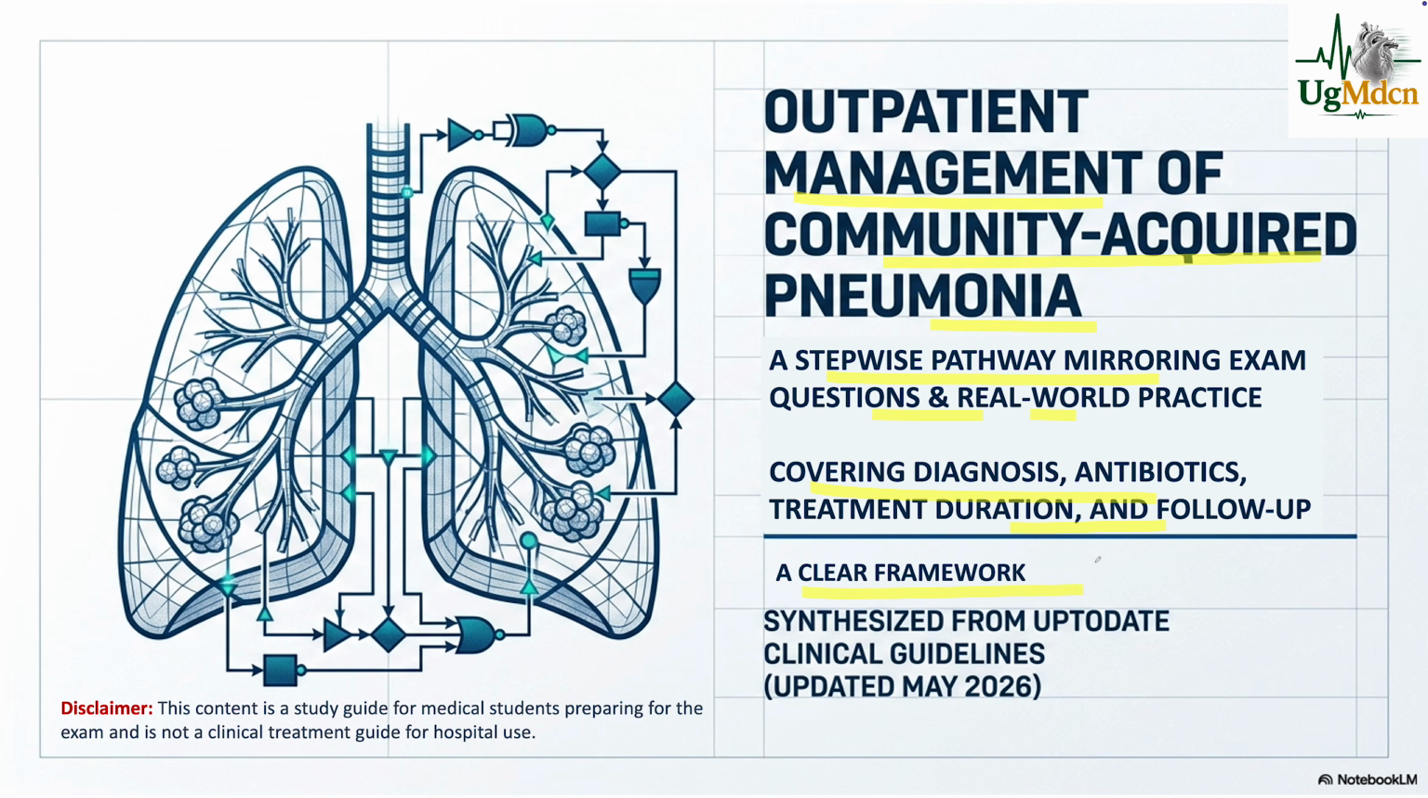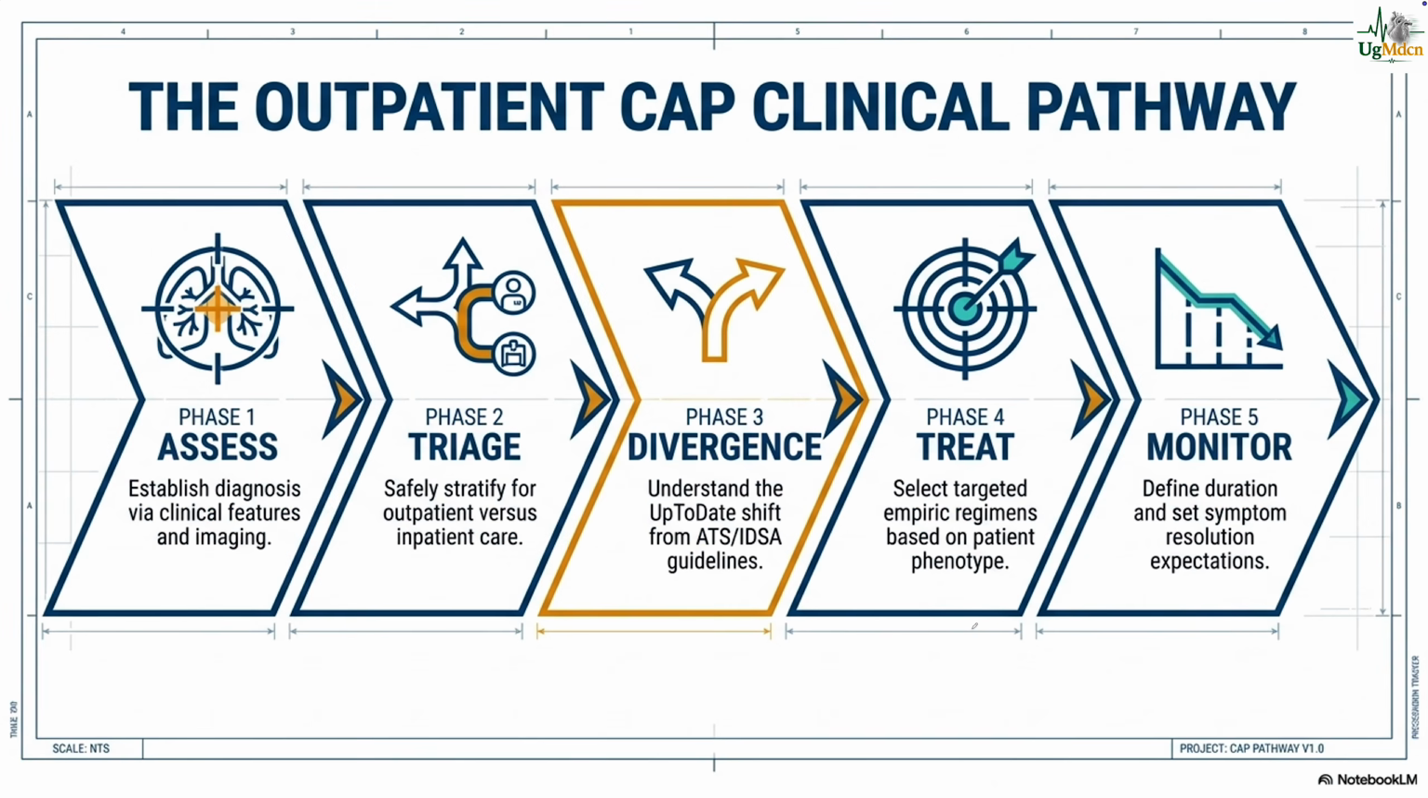Let's begin with the overall pathway. Think of outpatient CAP management as a five-phase process. First, assess and establish the diagnosis. Second, triage and determine whether the patient can safely remain an outpatient or requires admission.